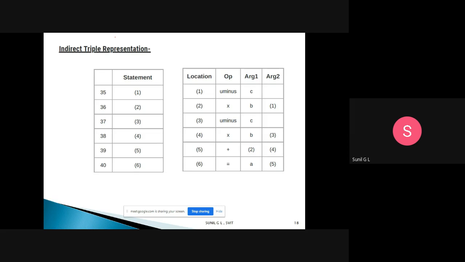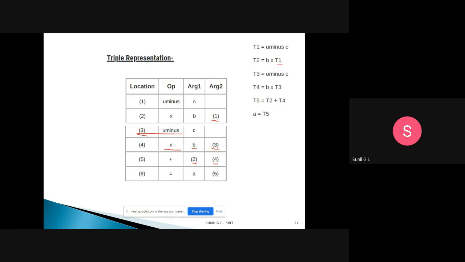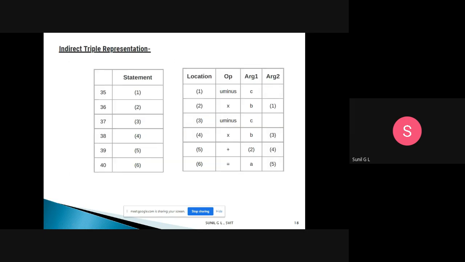Then the last one is indirect triple representation. Here we are using a pointer. Everything is the same as the triple representation that we have discussed. Here these statements use indirect addressing. The pointer holds the address of statement 1, address of statement 2, address of statement 3, address of statement 4, address of statement 5, address of statement 6.